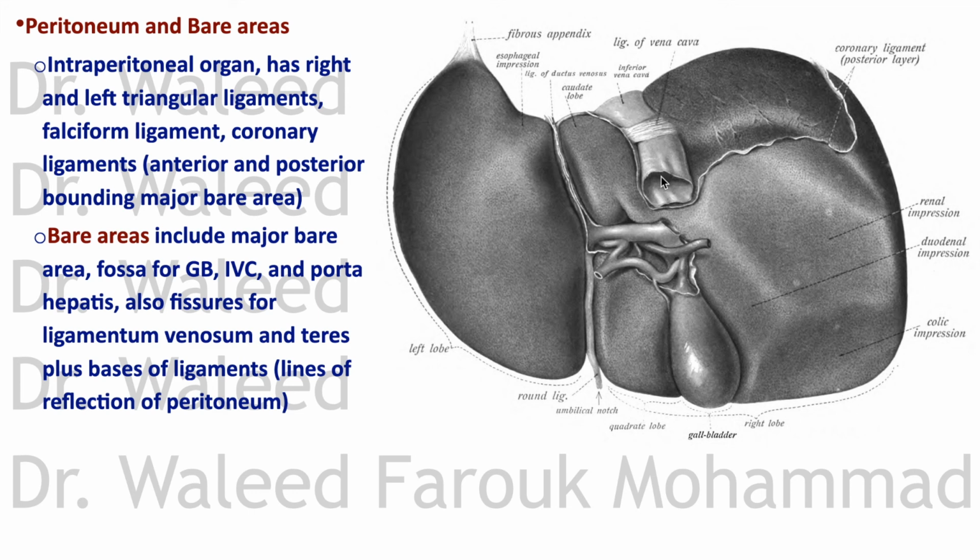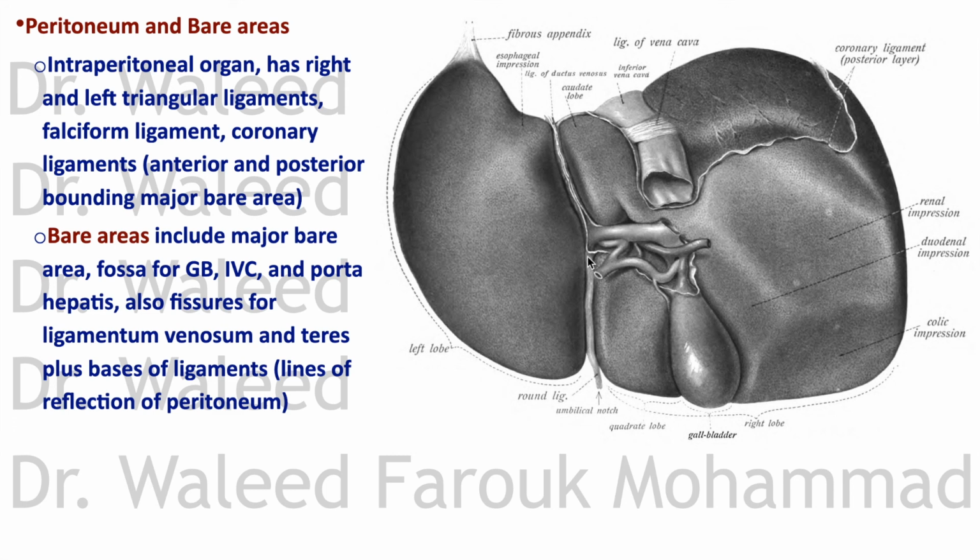Now, if you remove the inferior vena cava, its fossa is a bare area. If you remove the gallbladder, the peritoneum covers the back of the gallbladder here. But if you remove the gallbladder, the fossa for the gallbladder is another bare area of the liver. Now, the peritoneum reflects around the porta hepatis. So the porta hepatis itself, which is described as a deep fissure of the liver, is a bare area of the liver. See? And the same applies for the fissure for ligamentum teres.